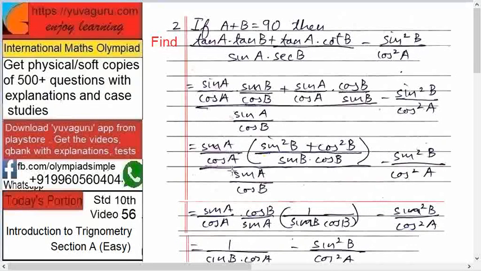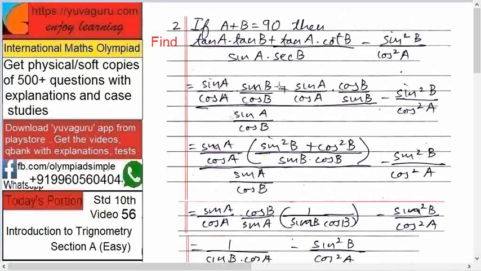Take sin a upon cos a common. So inside the bracket it is sin square b plus cos square b upon sin b cos b. Why? Because in the denominators we have one cos b and one sin b. We have to join them, so make the denominators same.